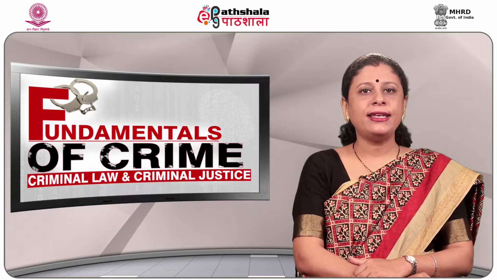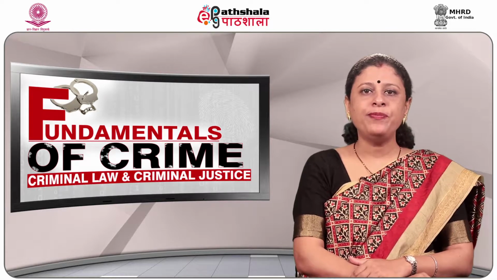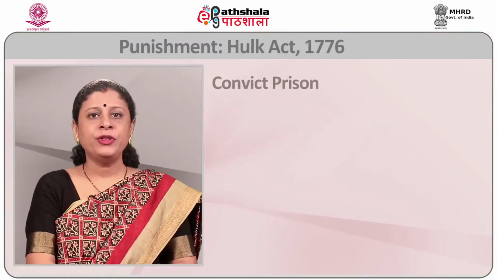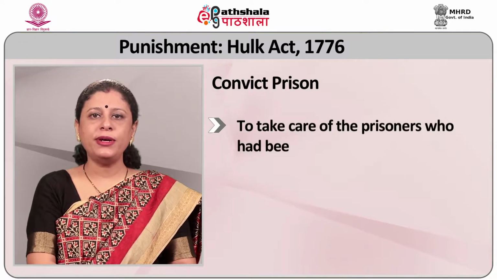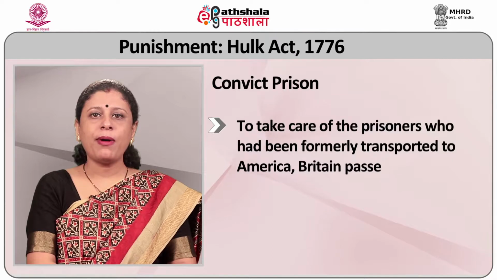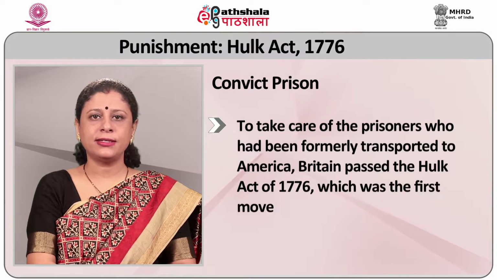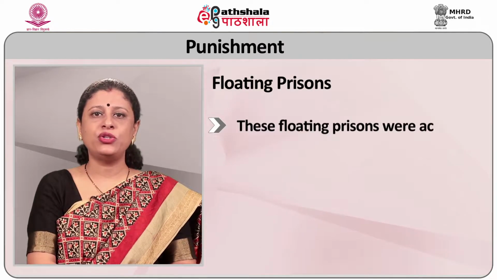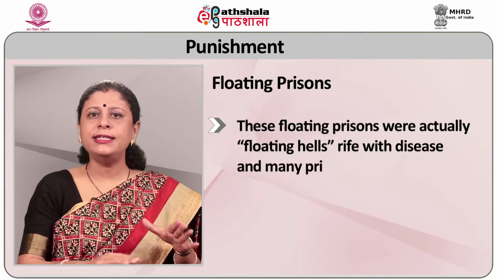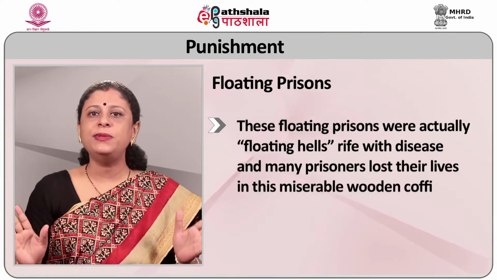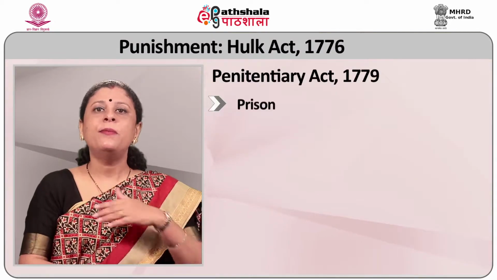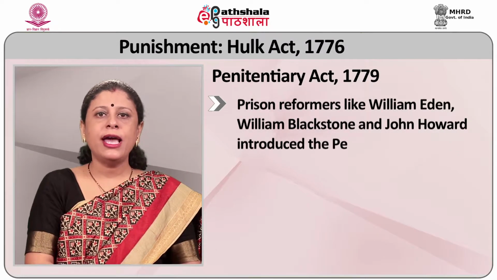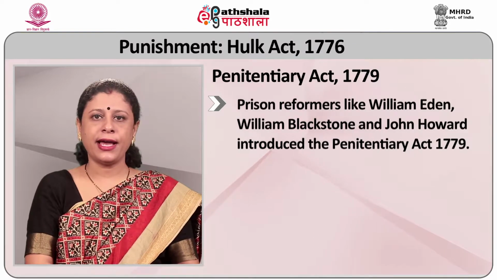In 1779, the British Parliament abolished branding and amended the laws relating to transportation, imprisonment and other punishment. To take care of the prisoners who had been formerly transported to America, Britain passed the Hulk Act of 1776, which was the first move towards a convict prison. These floating prisons were actually floating hells, rife with diseases, and many prisoners lost their lives in these miserable wooden coffins. Thereafter, prison reformers like William Eden, William Blackstone and John Howard introduced the Penitentiary Act of 1779.